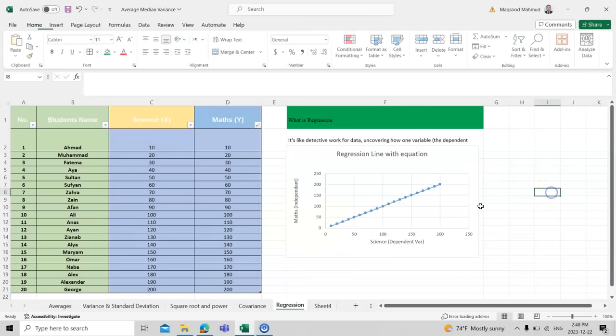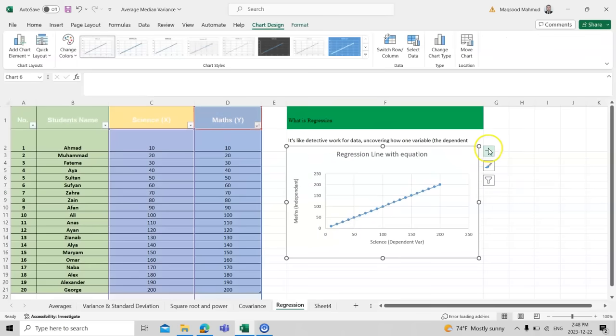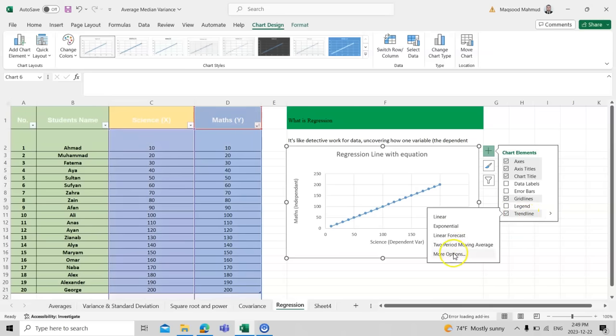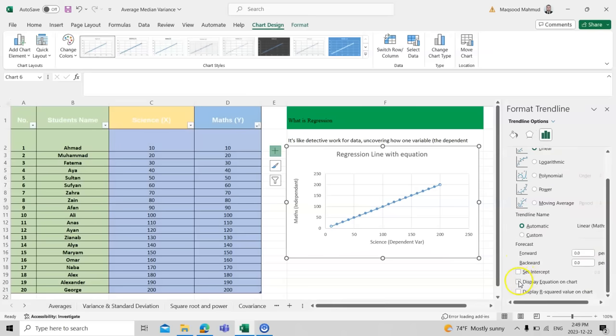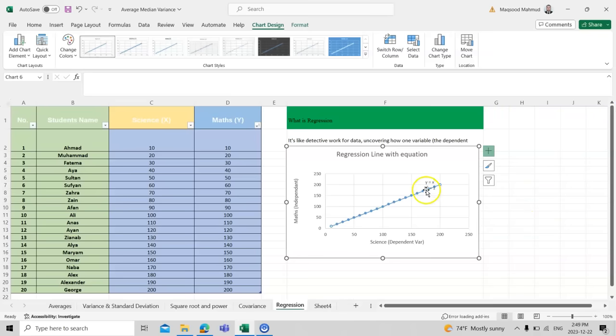Since both data are equal, the equation is linear, a straight line over here. Now let's see how to display the equation of the trend line. This is the trend line we have already, and for the equation you go to More Options. There you can display the equation on the chart and display the R-squared value. These two are very important for the linear equation. Here y equals x, because both values are the same.